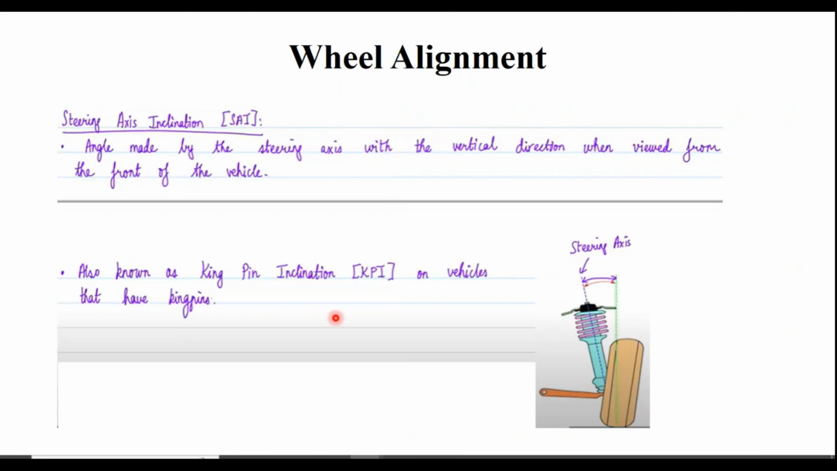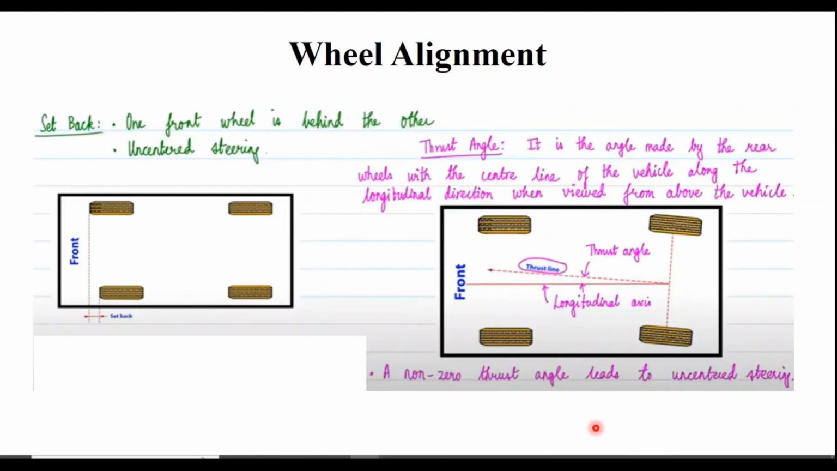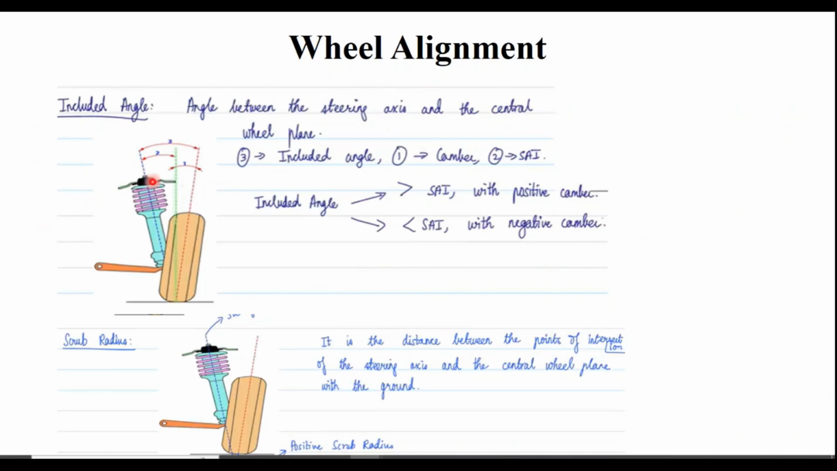KPI or SAI is nothing but the angle made between the steering axis and the vertical direction when you are viewing the vehicle from the front. You have three more parameters: the included angle, scrub radius, and the setback.